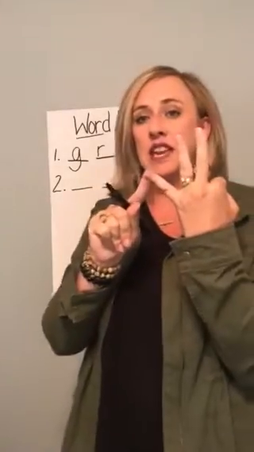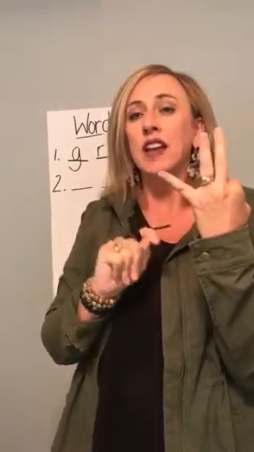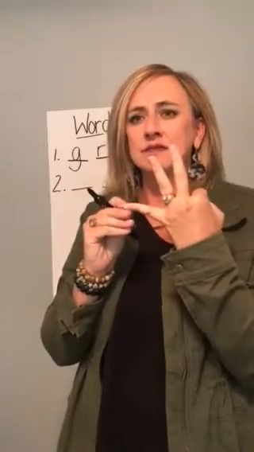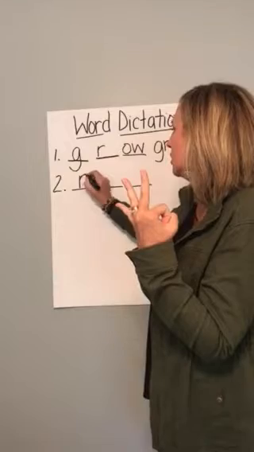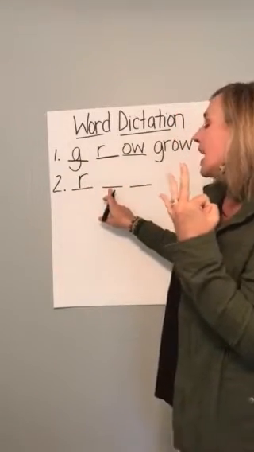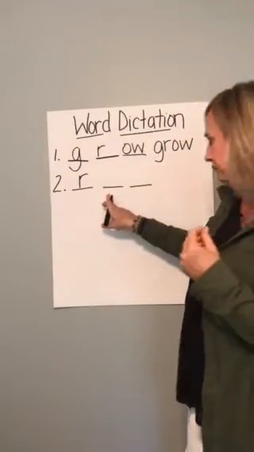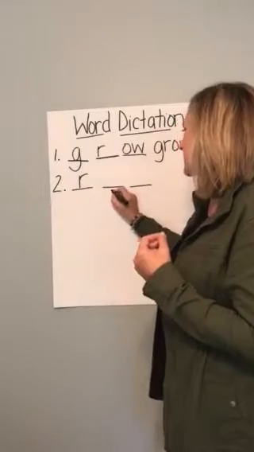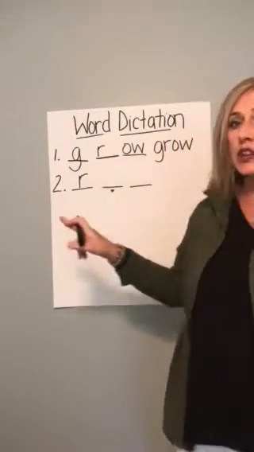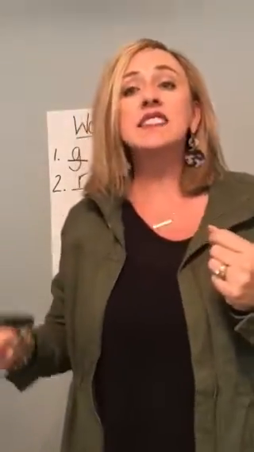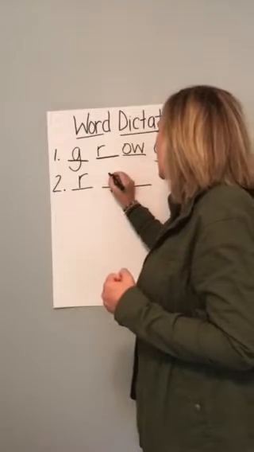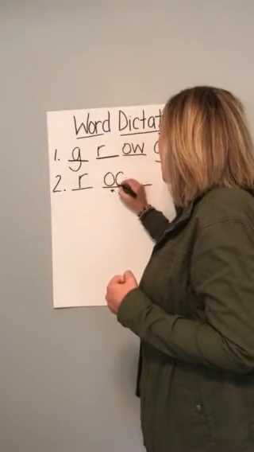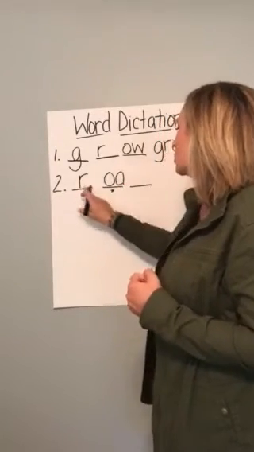The first sound we hear, what makes that sound? That's right, R makes that sound. O. Now I'm at the middle of the word. I know my rule tells me if I come to the middle of the word and I hear that long O sound, OA says O in the middle. So I'm going to spell that long O sound with the vowel team OA.